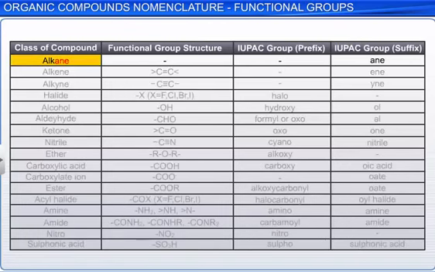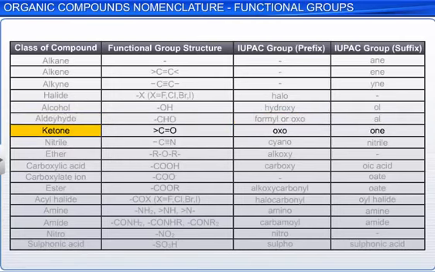The alkane group suffix is ane, A-N-E. The alkene group suffix is ene. The alkyne group suffix is yne. The halide group prefix is halo. The alcohol group prefix is hydroxy and the group suffix is -ol. The aldehyde group prefix is formyl or oxo and the group suffix is -al.